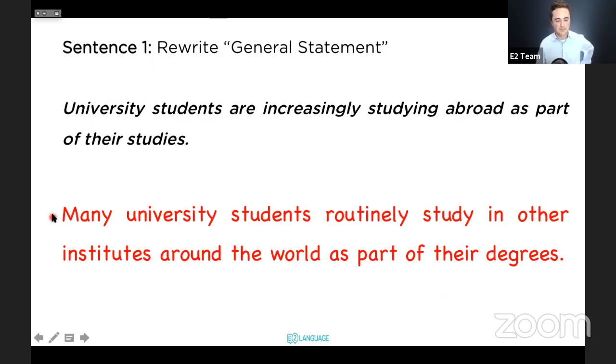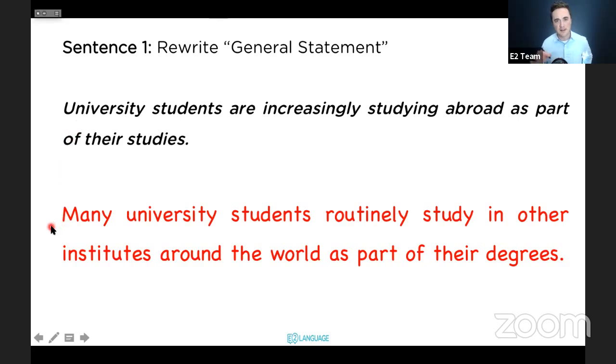Here's mine. Okay, so I'm going to capture the same meaning. University students are increasingly studying abroad as part of their studies. I wrote, many university students routinely study in other institutes around the world as part of their degrees. Good, so this sort of increasingly, and I wrote routinely, actually I think some of yours were better than mine here. But I've captured the main idea here, okay?